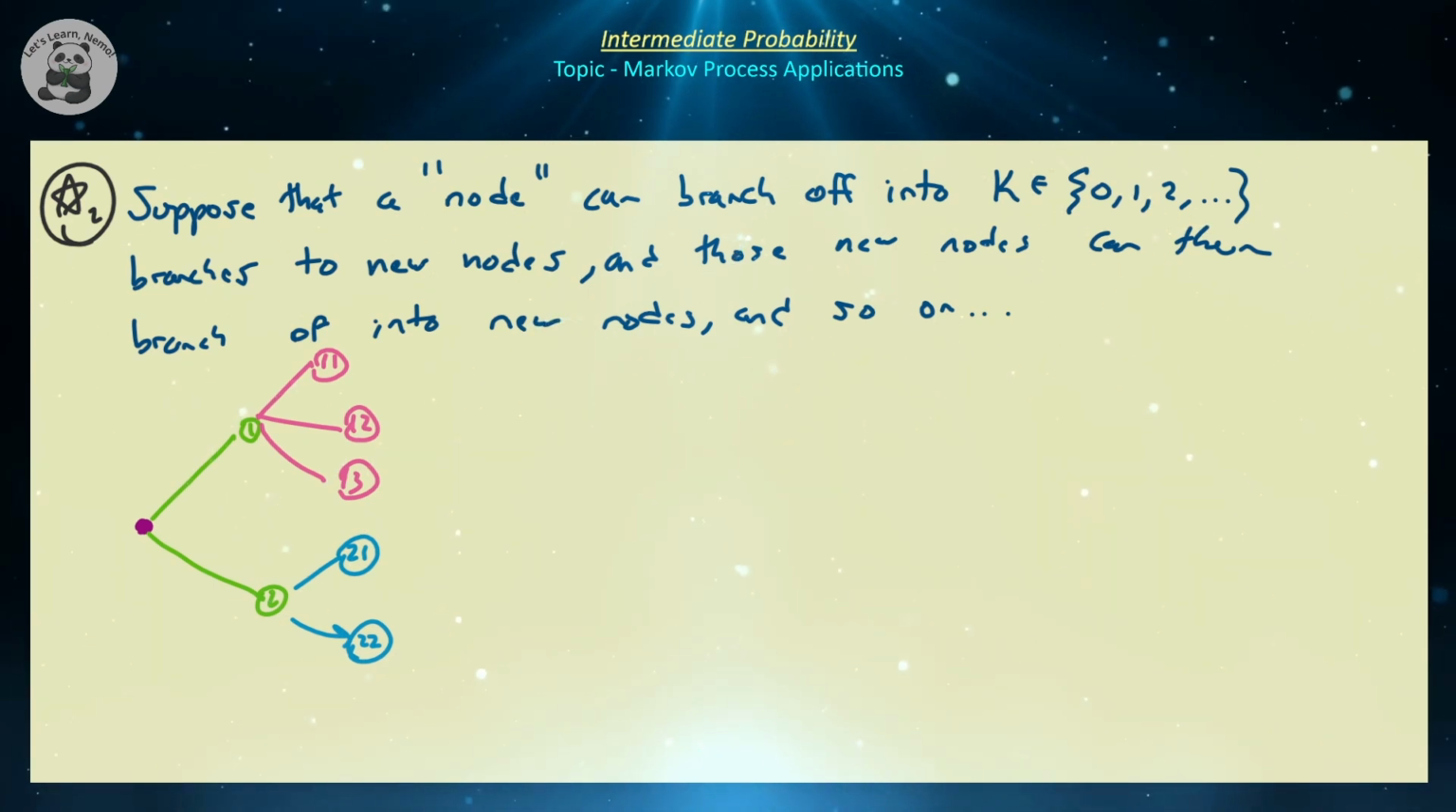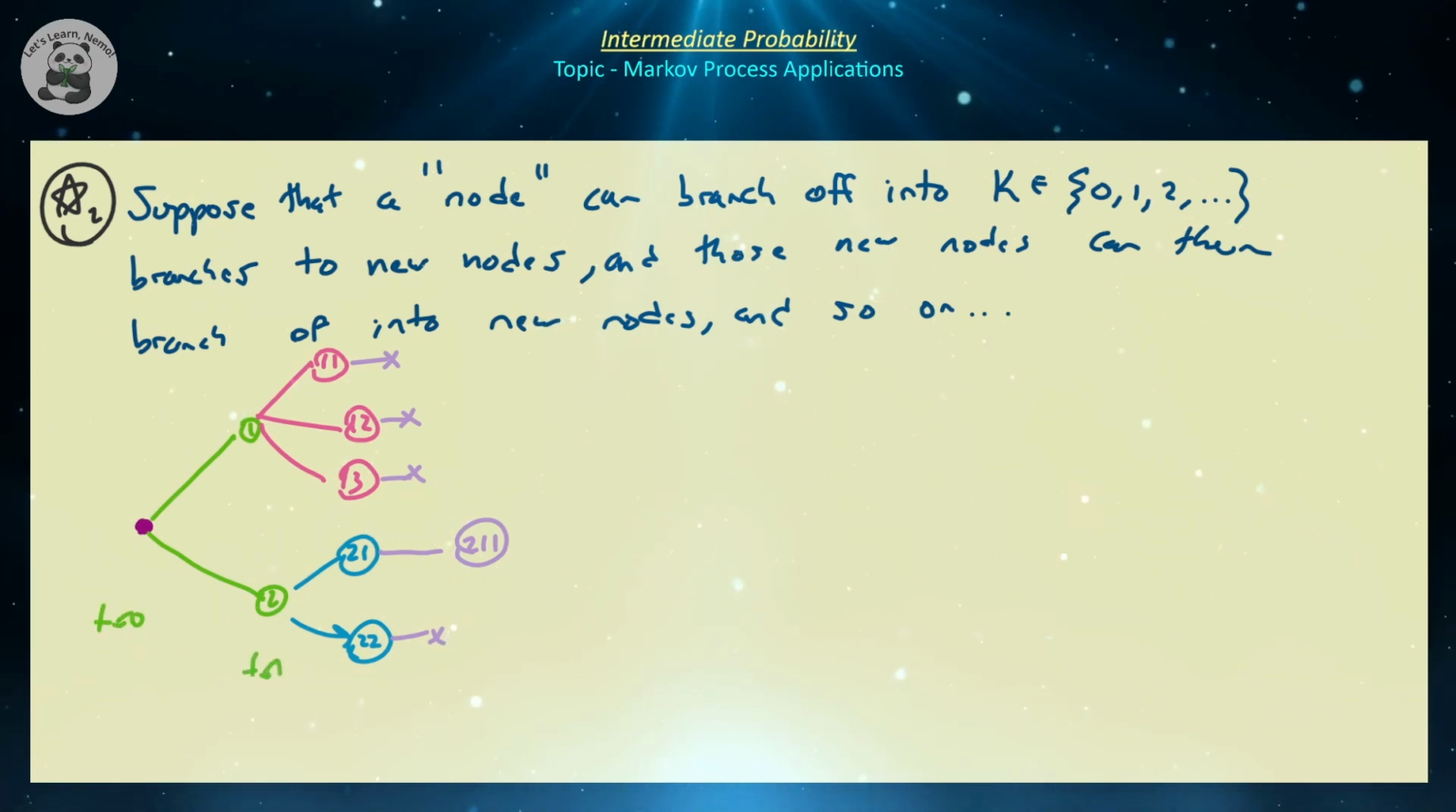So let's assume that 1, 1 attempts to branch off, but it can't. 1, 2 cannot branch off. 1, 3 decides not to branch off. 2, 1 decides to branch off into one node. Let's call it 2, 1, 1. 2, 2 decides to try and branch off, but it cannot for whatever reason. And then finally we have t equal to 0, t equal to 1, t equal to 2, and t equal to 3.